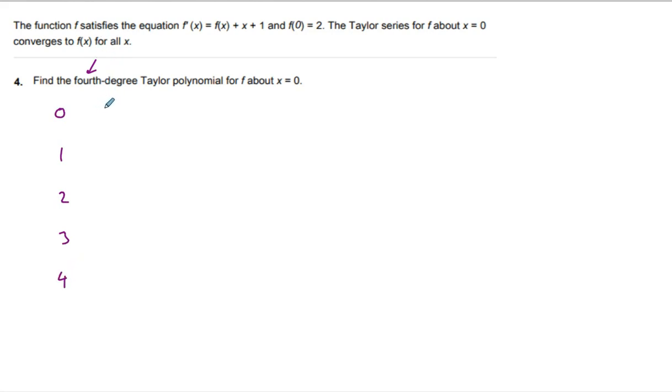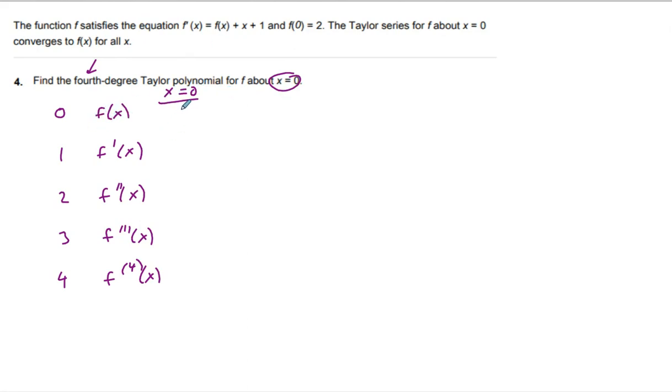And what do we need? We need f of x. We need first derivative, second, third, and finally a 4th derivative. These are all about x equals 0 this time, so that's good. We're going to evaluate these at 0. That's what we need. Well, f of 0 is 2.